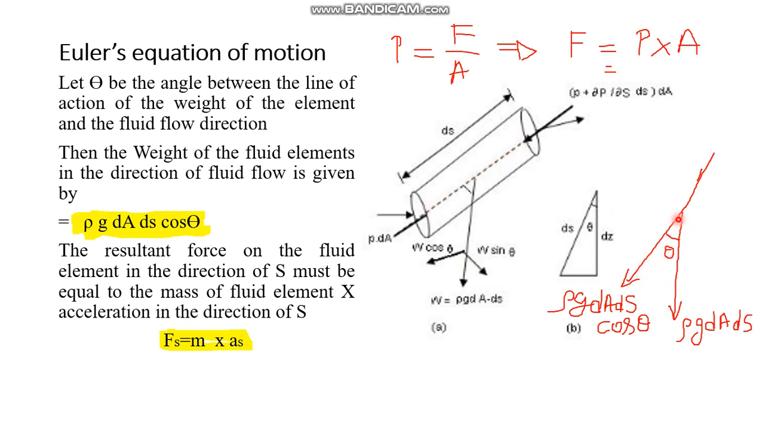This is the axis of the fluid element. This is the force component which is acting vertically downward, which is given by rho g dA ds. It is making some angle theta with respect to the axis of the fluid element.